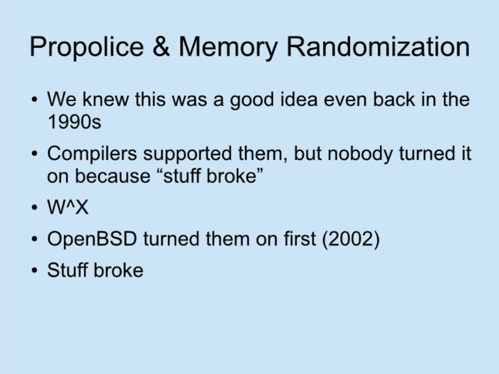A lot of hardware supported features like write or execute, not the i386, but I believe PowerPC did and Sparc did. So the OpenBSD guys looked at this and said, memory randomization is a really good idea. This will ensure security for a lot of applications. Nothing ensures total security, but this is the obvious next step that will really help. So in 2002, they turned on memory randomization and stuff broke.